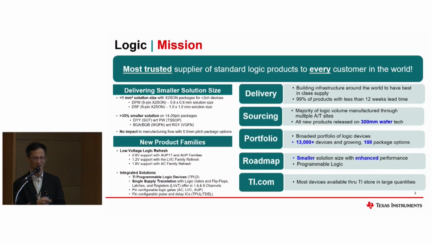So in terms of sourcing, again, like what Eddie mentioned, we always have a dual source strategy. So our logic doesn't just come from one assembly test. It can come from 2 or 3. Product portfolio, as a highlight, we have 13,000 products. And roadmap, we are always looking at smaller solutions with higher performance. And of course, TI.com. This is an area where you can get a lot of the information as well as logic parts from TI.com. All right.